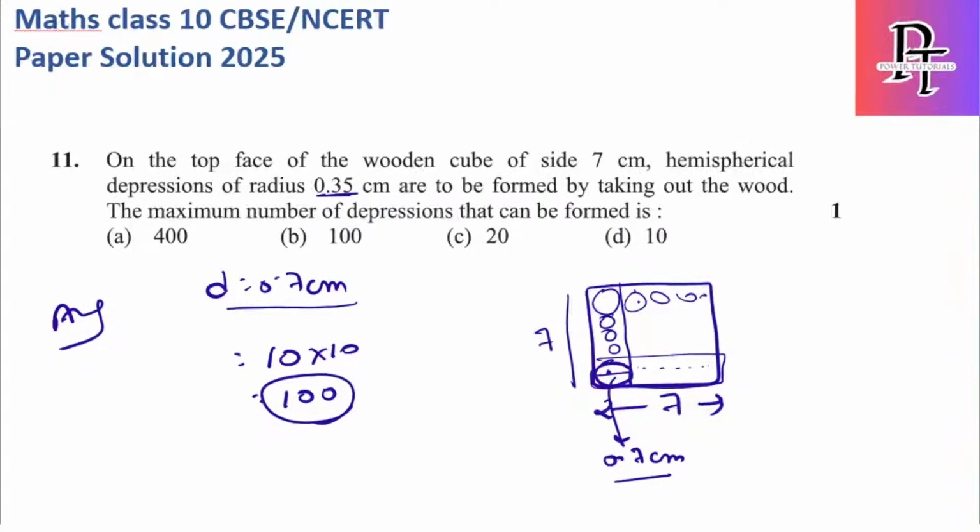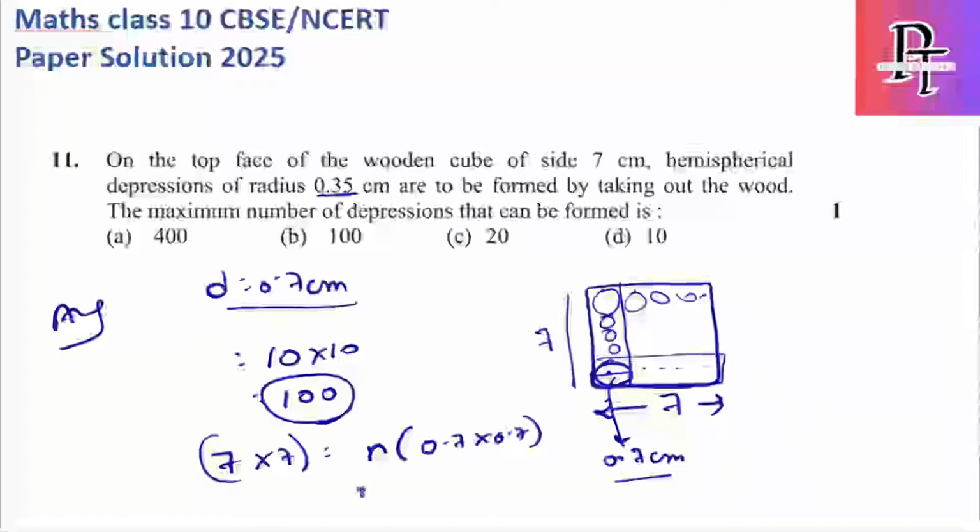So in total I can get 100 hemispheres arranged in the particular area, or else I can also say 7 into 7 area should be equal to the number of hemispheres n into 0.7 into 0.7. So the n value now will become 100.